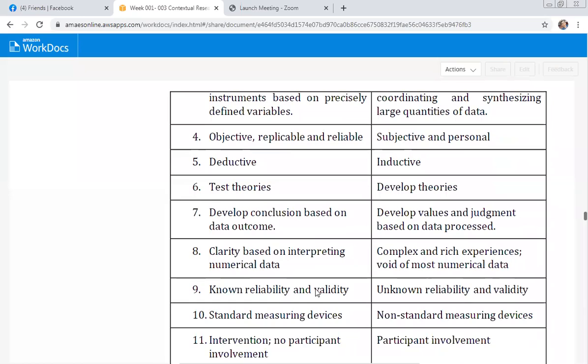Quantitative research deals mainly on... Naomi, check-in mo ako dyan, ah. Okay. So, quantitative research is based on the result of interpreting numerical data. Okay, we are dealing with numbers and statistics, if it's quantitative research. While for qualitative research, we deal with complex and rich experiences void of most numerical data.